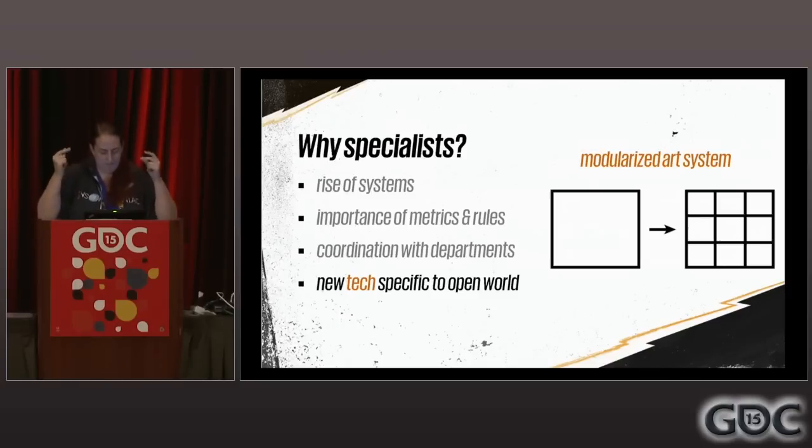So the modular art system was really important, but that also meant that that white boxing stage had to fit certain rules, and the art department needed to communicate with design back and forth, and we had to fit those rules as well as our traversal rules.